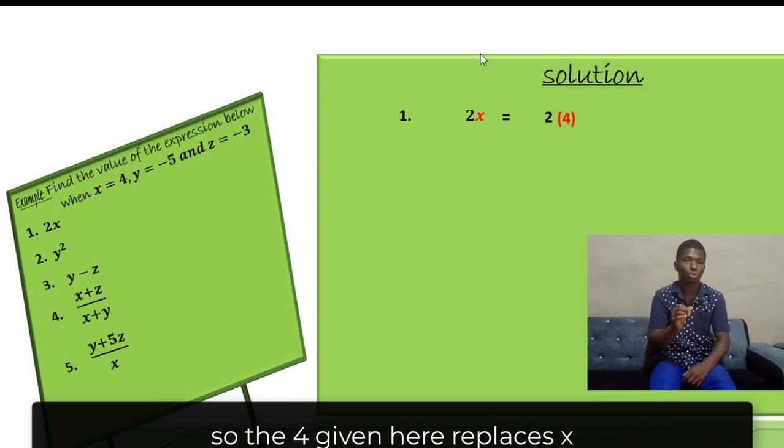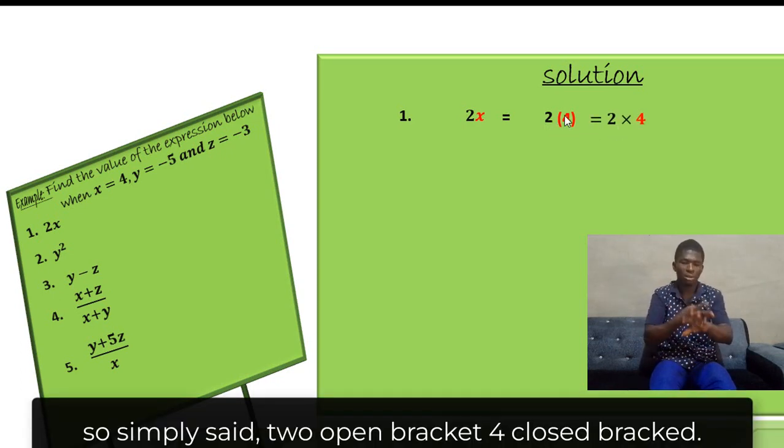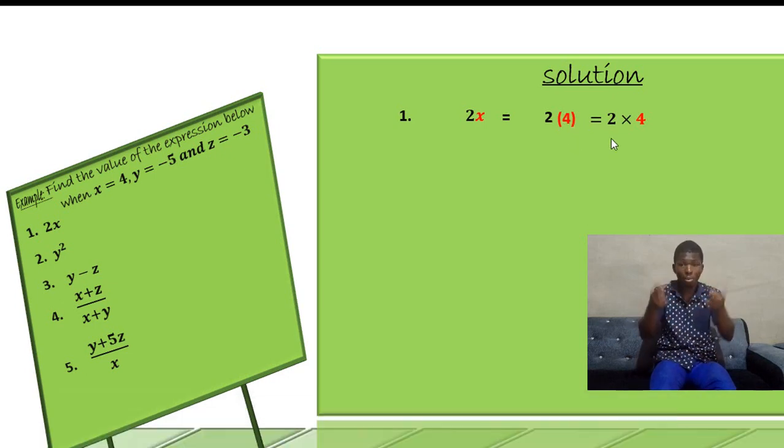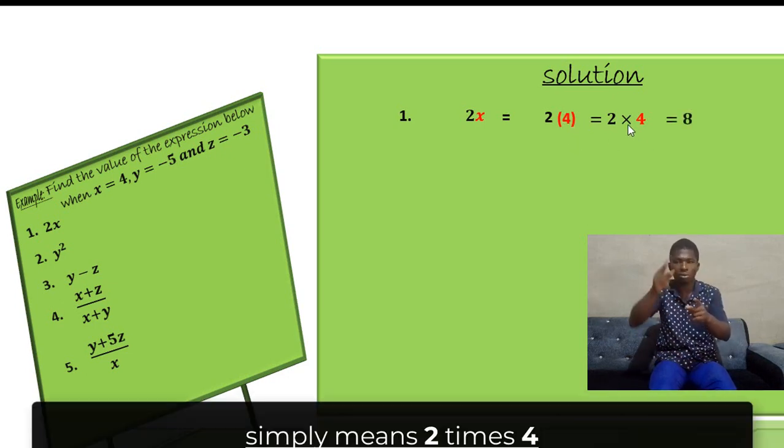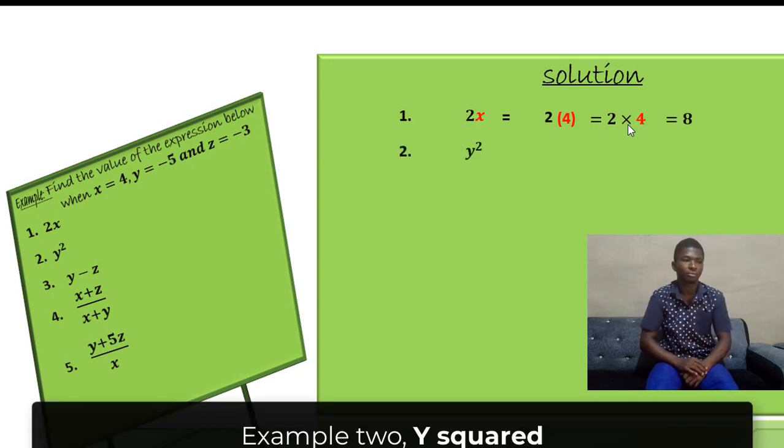Let me say that again. The 4 that we're given here replaces x, and the whole thing becomes 2 multiplied by 4. Simply said, 2 open bracket 4 close bracket simply means 2 times 4, and that's it. So question 2, y squared.